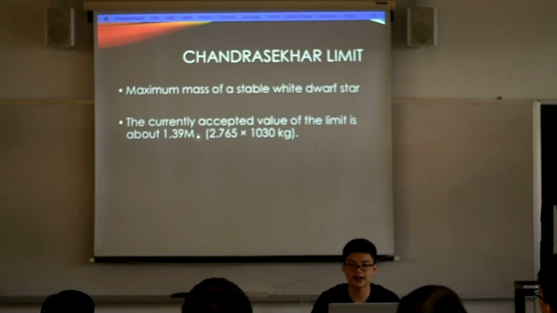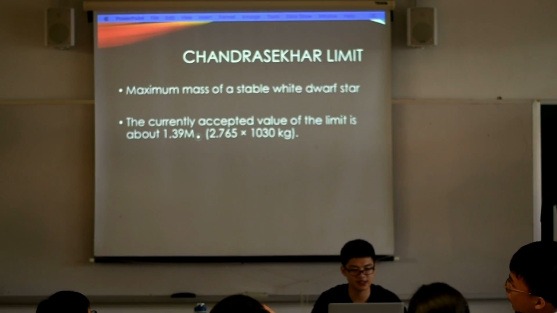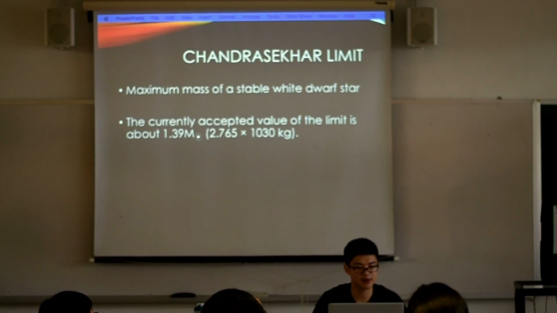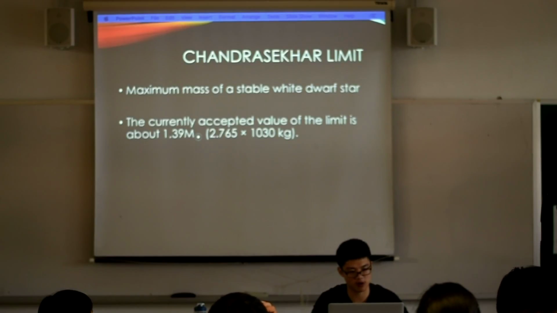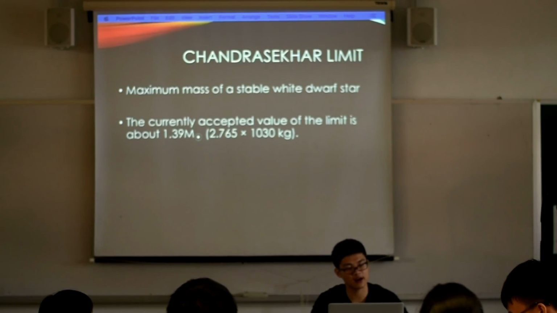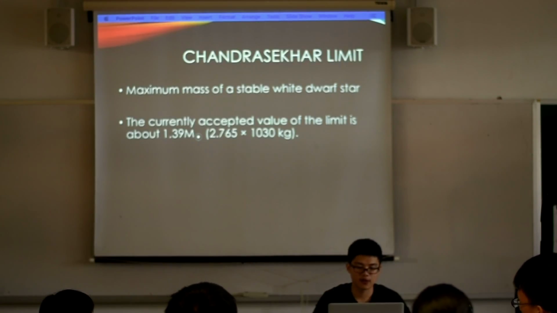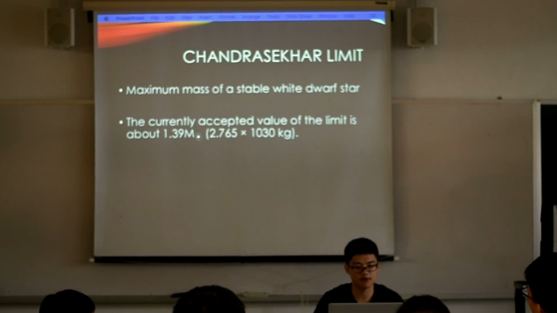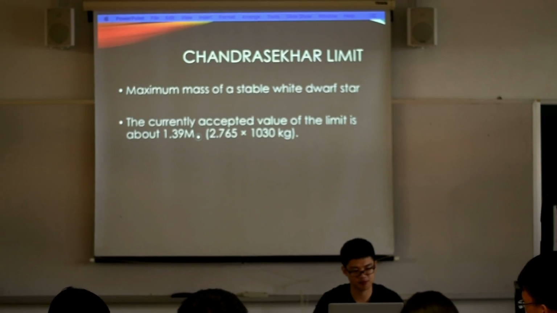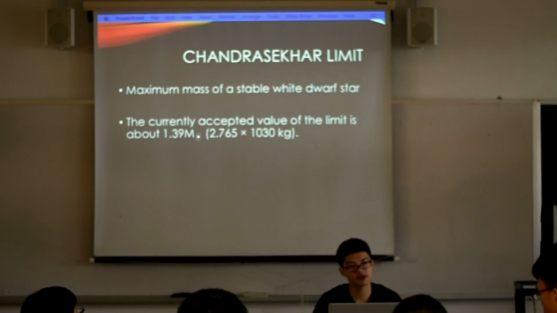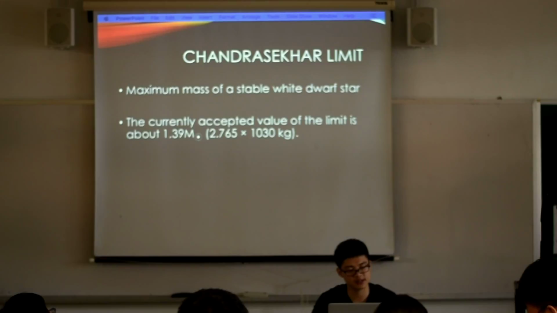This is the theoretical limit of the maximum mass of the white dwarf star. Its commonly accepted value is 1.39 solar masses. If the leftover core of the star is larger than the limit, a white dwarf will not form. Instead, a neutron star or a black hole will form.